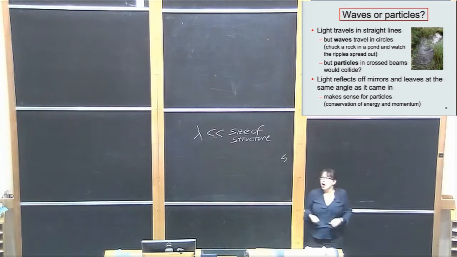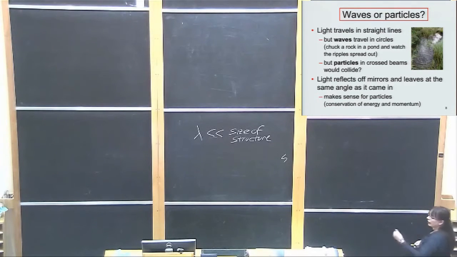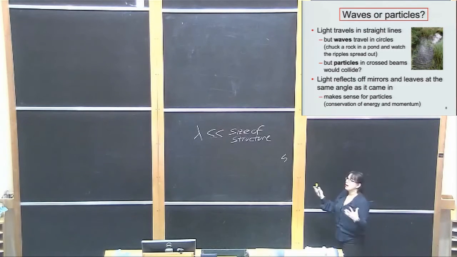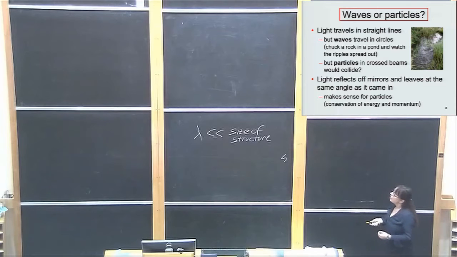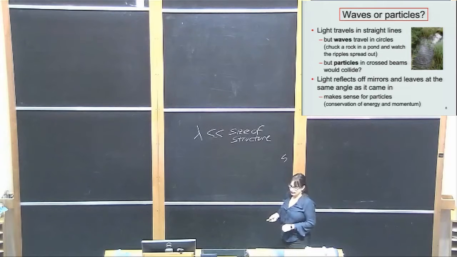It's kind of obvious. But waves seem to travel in circles, at least certainly the waves that people knew about at the time. If I chuck a rock in a pond, for example, I see the waves travelling out in circular fashion. And so people thought that light couldn't be waves due to this curvature issue. And that was really the big reason why Newton himself shied away from the wave explanation of light.